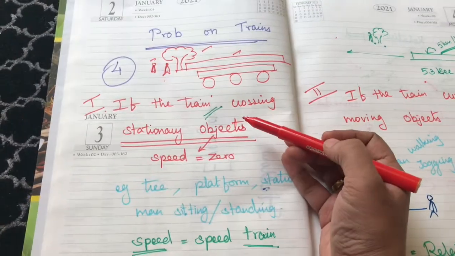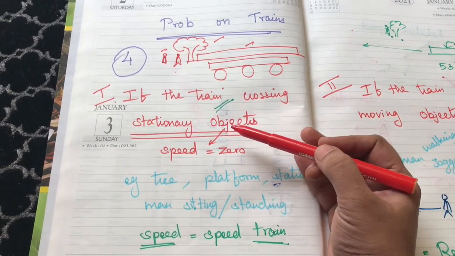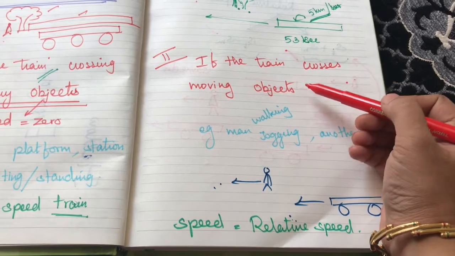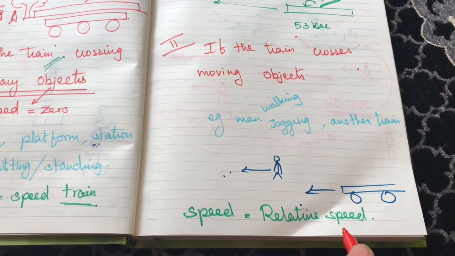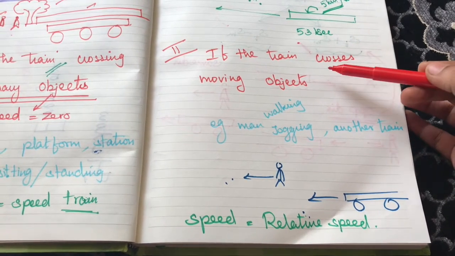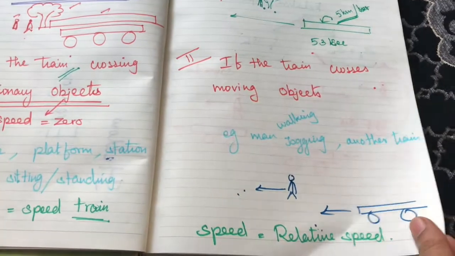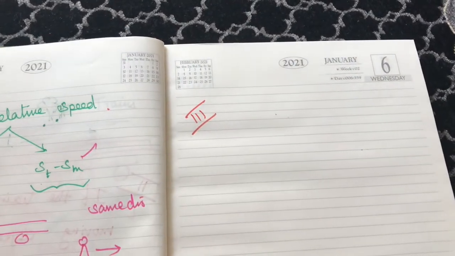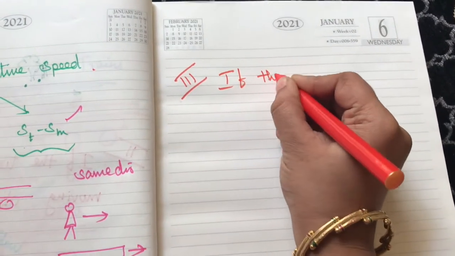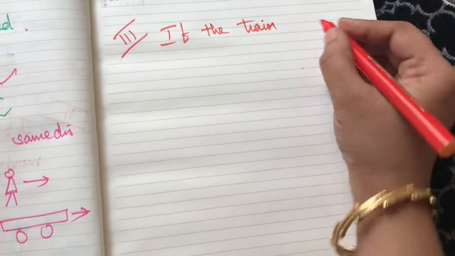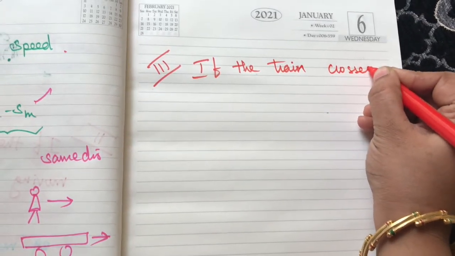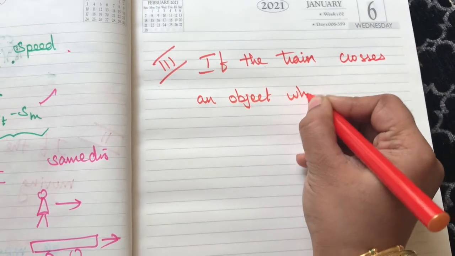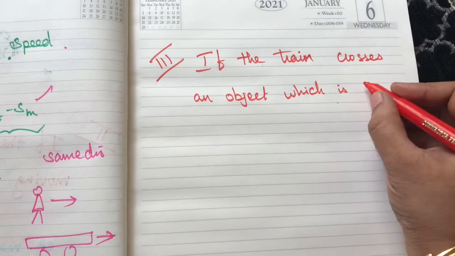If the object is stationary, we can easily take the speed as equal to the speed of the train. If the object is in a moving condition, we can directly take the speed as relative speed, either adding those two speeds or subtracting those two speeds. Then what will be the third condition? Case 3. That is, if the train crosses an object of negligible length.